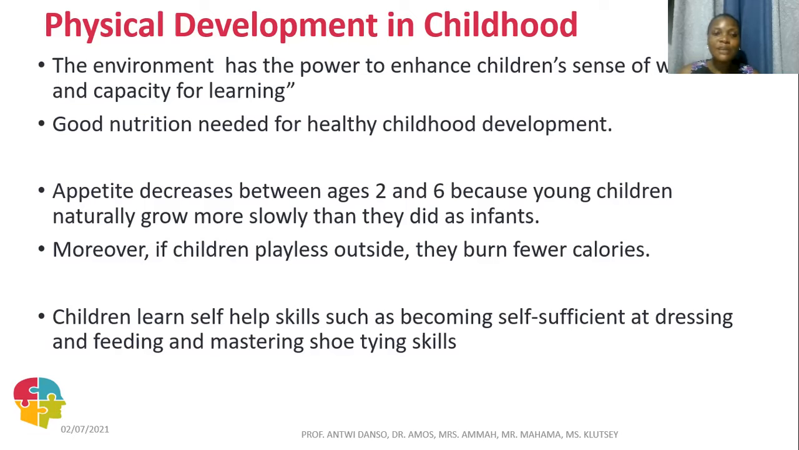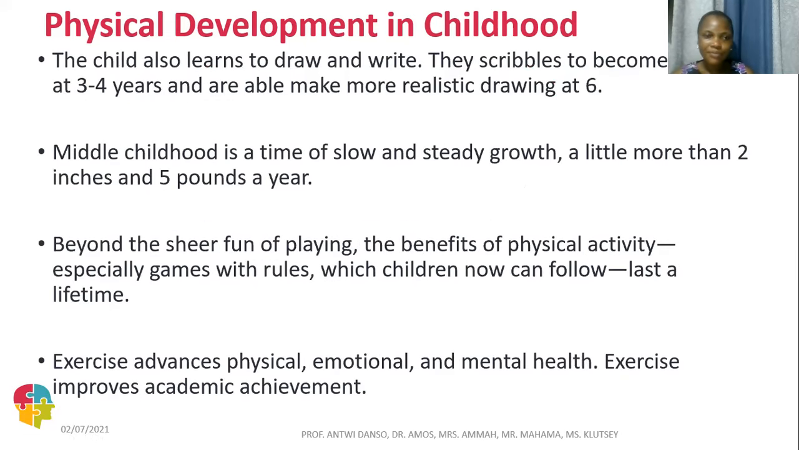In childhood, children learn self-help skills, such as becoming self-sufficient at dressing, feeding, and mastering shoe tying. By age 11, most children should learn to bathe by themselves, wear their own clothes, tie their own shoelaces, brush their hair, etc. These are the basic self-help skills most children are supposed to have. The child also learns how to write and draw. If the child is able to master the fine and gross motor skills very well, learning how to draw or how to write should not be difficult. The scribbling that they do at the lower levels helps them when they want to write or draw.